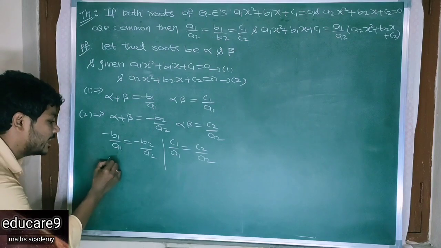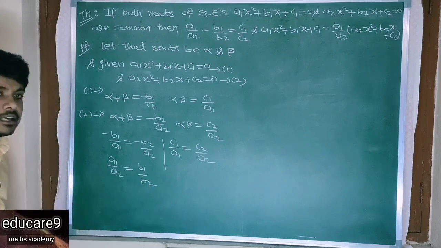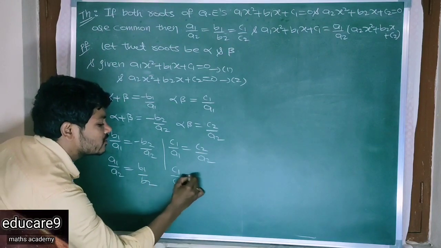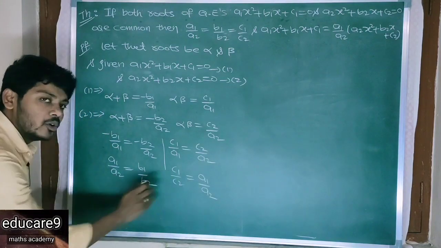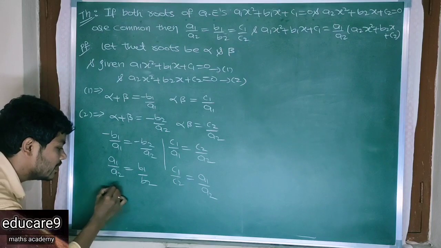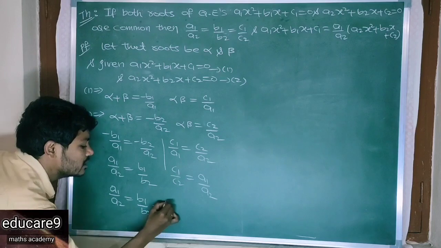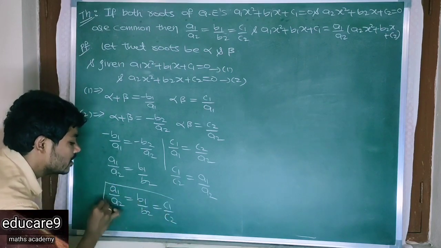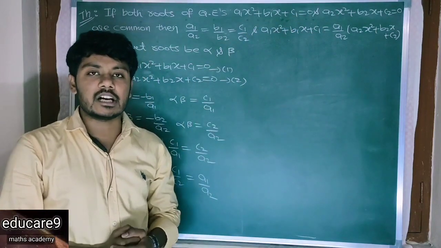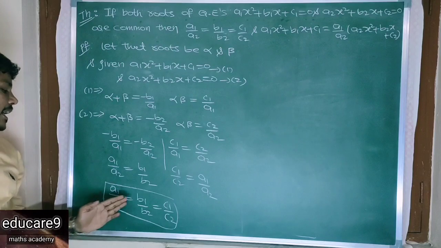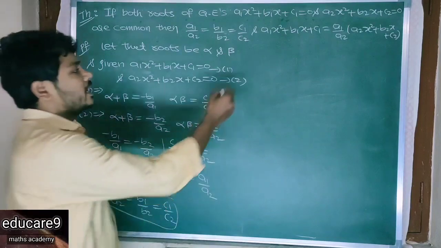So from this you can write a1 by a2 is equal to b1 by b2. Here c1 by c2 is equal to a1 by a2. From these two, it can be written as a1 by a2 is equal to b1 by b2 is equal to c1 by c2. If both roots of the given quadratic equations are the same, then a1 by a2 equals b1 by b2 equals c1 by c2.